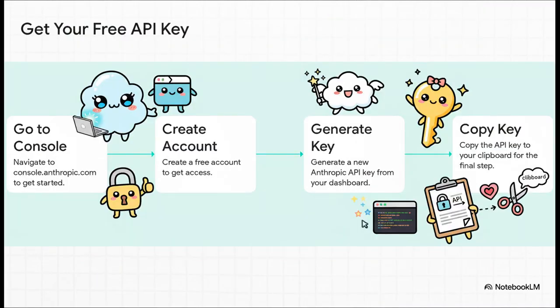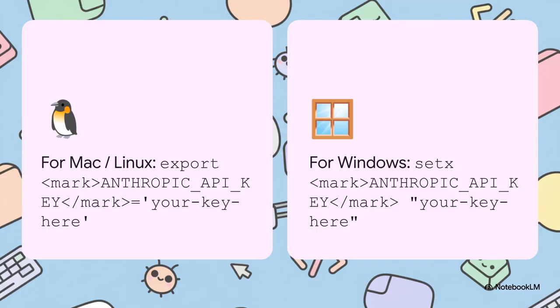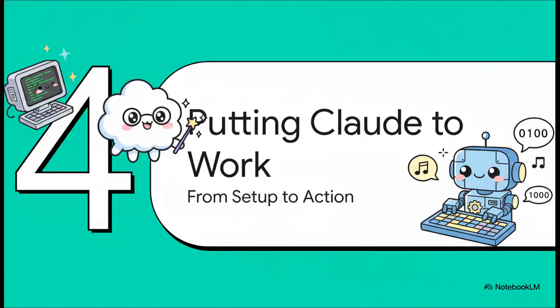Okay, next up, to power the AI, we need a free API key from Anthropic. Now, don't let the term API key scare you. It's just like a password that lets our tool talk securely to their AI models. The process is super quick. Just go to their console, create a free account, click Generate a new key, and copy it. Now, to finish the setup, you'll run one of these two commands. If you're on a Mac or Linux, use the export command. If you're on Windows, use the setx command. Just paste your API key right where it says your-key-here. This securely saves it so the tool can use it. And here's the crucial last step. Make sure you restart your terminal after you do this. Okay, the setup is complete.